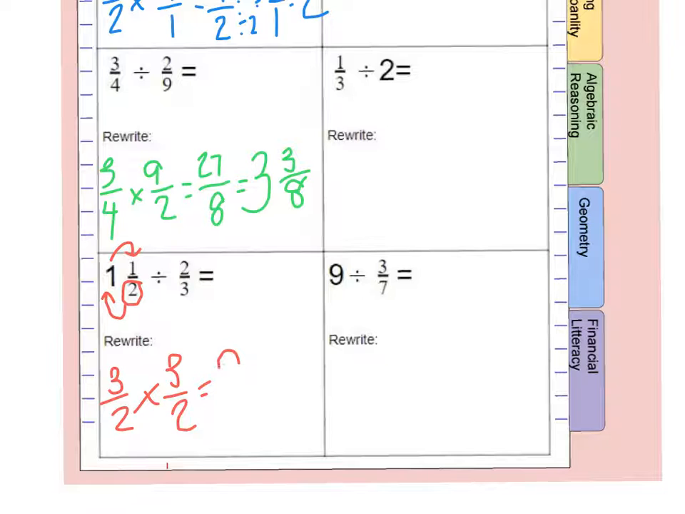So 3 times 3 is 9. 2 times 2 is 4. And uh-oh, it's improper again. We haven't been getting very lucky with these impropers. Okay, 4 fits into 9 2 whole times. There's going to be 1 left over, and then we keep the denominator of 4.